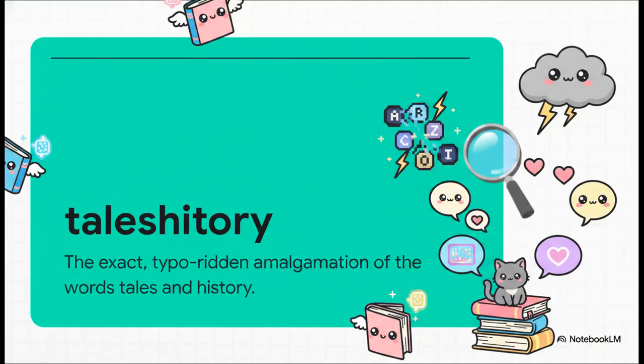So instead of just looking at this and thinking, oh, it's a careless error, let's treat this specific mutated string as an actual evolutionary step in the text's history. Think of Talesshatory as this amazing accidental portmanteau born entirely out of digital speed and transmission. The concepts of tales and history were typed and transmitted so unbelievably fast that they literally fused into a brand new concept. How cool is that? It's a really fascinating way to think about how language shifts over time.